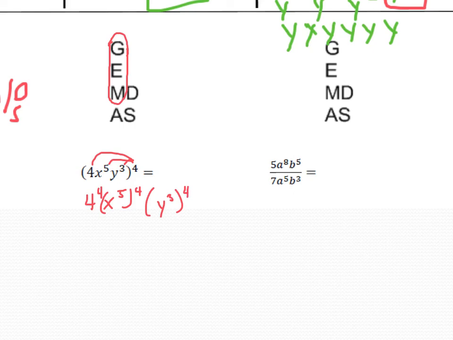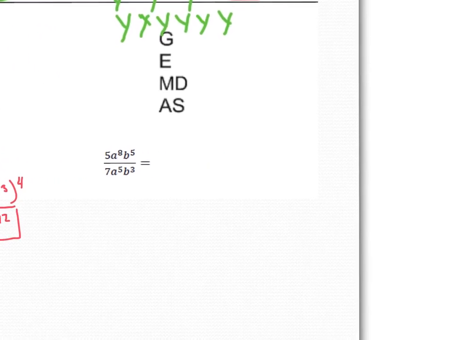I distribute the power. Now I'm going to use my rule. My rule for power to a power with the exponents is multiplication. So I have 4 to the 4th power, x to the 5 to the 4th, which is 20, and then y to 3 times 4, which is 12, and there's my final answer. Okay, so GEMDAS, notice here, grouping, exponents, you multiply.